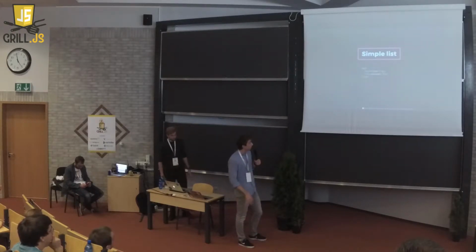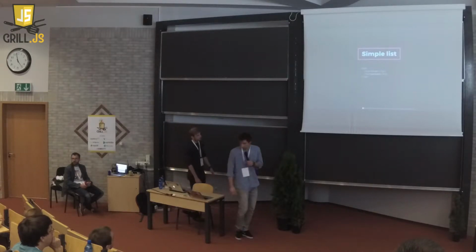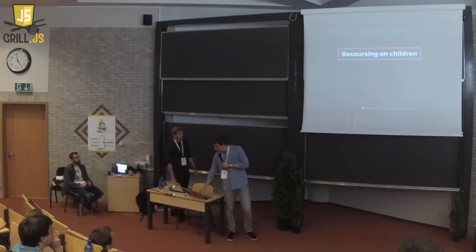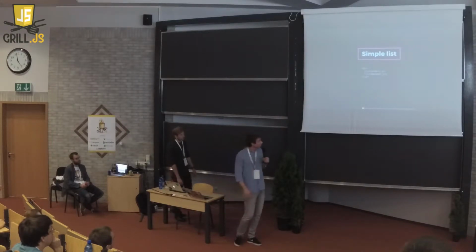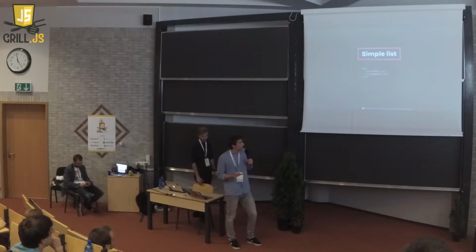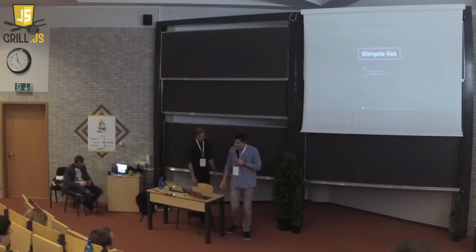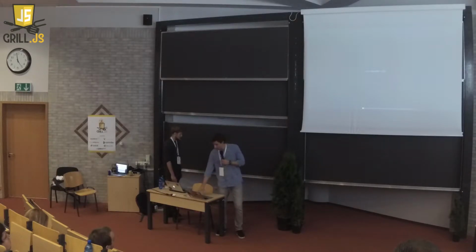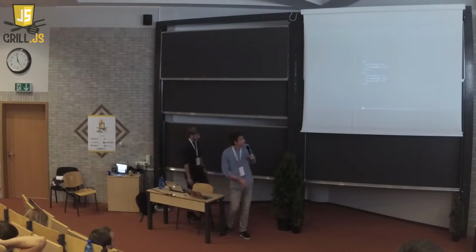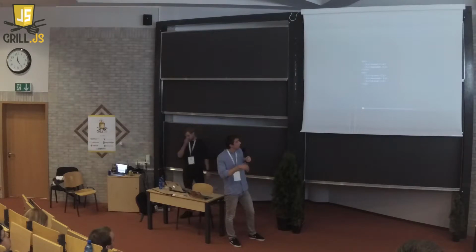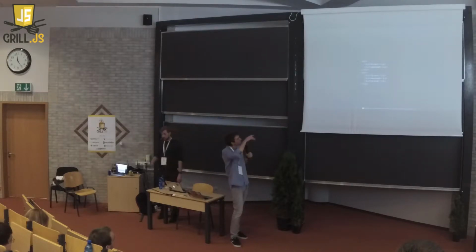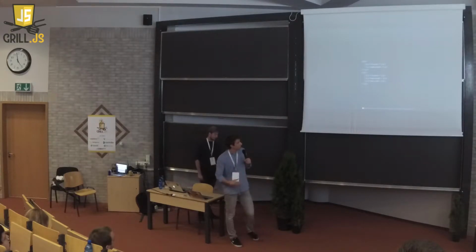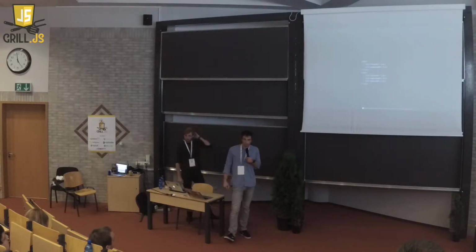Another example of the diffing algorithm is recursing on the children, and our example is a simple list. We have an unordered list with two items, first and second, and to this list we want to add a third element at the end. So React goes through the children and matches the first two items, and it's okay. The second item is also okay, and it adds the third item at the end.